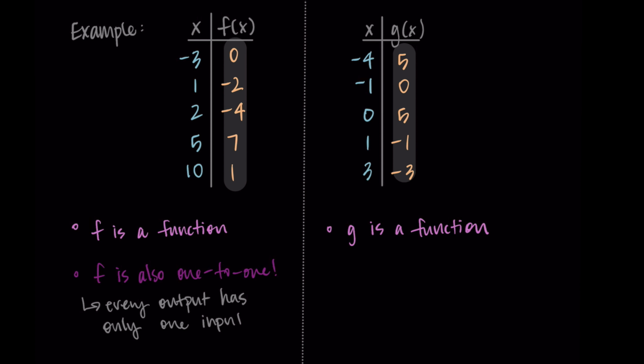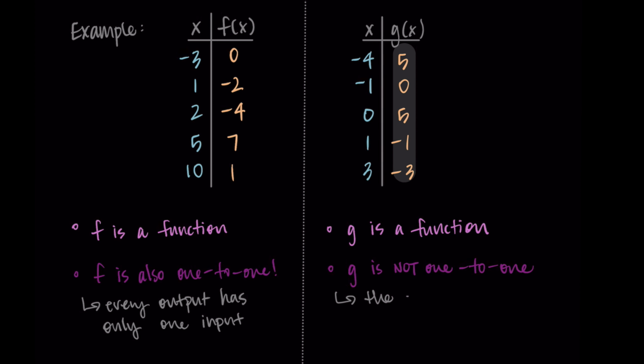But then when we look at g and we look at the outputs, we see that the output of 5 has multiple inputs. So this is not a 1 to 1 function. So the output 5 has two inputs, both -4 and 0, so g is not 1 to 1. It's still a function, it's just not 1 to 1, and this is going to affect the inverse.